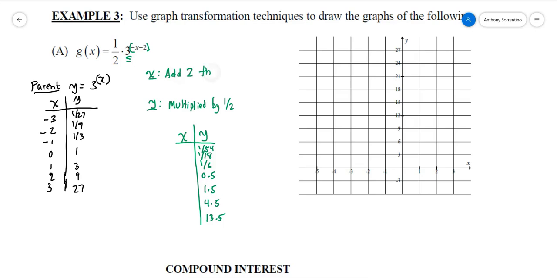and then divide by negative 1. Each one of these x values, I'm going to add 2 and then divide by negative 1. So negative 3 plus 2 is negative 1, divided by negative 1 is a positive 1. Negative 2 plus 2 is 0, divided by negative 1 is 0. Negative 1 plus 2 is 1, divided by negative 1 is negative 1. And all of these are going to follow the same pattern, so you get the idea. So now I have what I need to plot this.